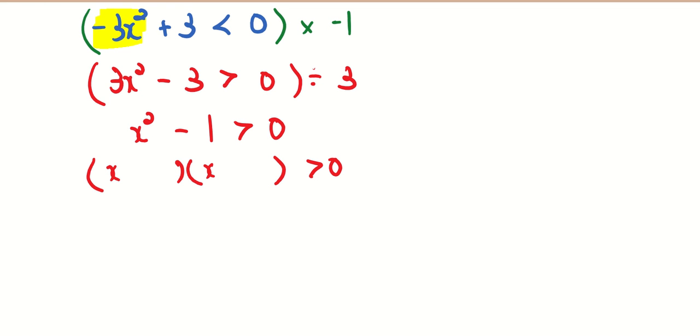Okay, let me give you a hint. 1 can be written as 1 squared. Okay, x plus 1, x minus 1. So if you use your zero product rule, you definitely know that your x is 1 and negative 1. Am I right?